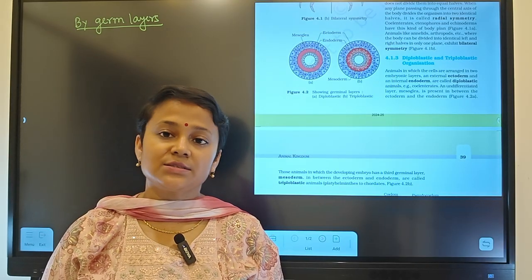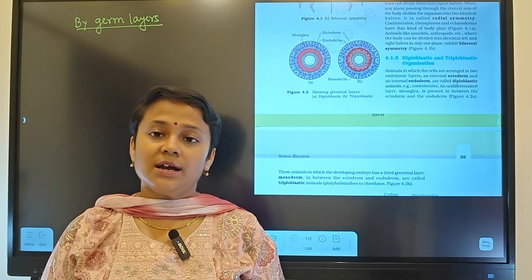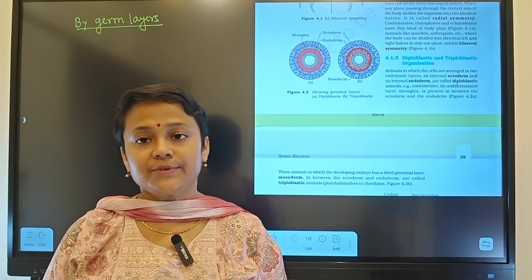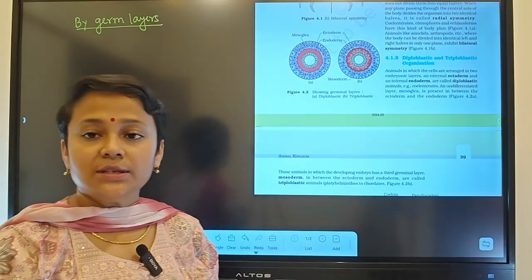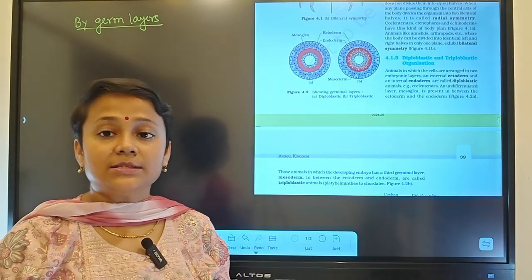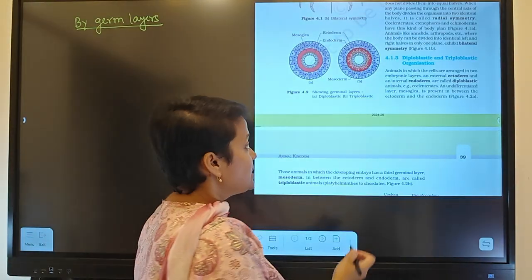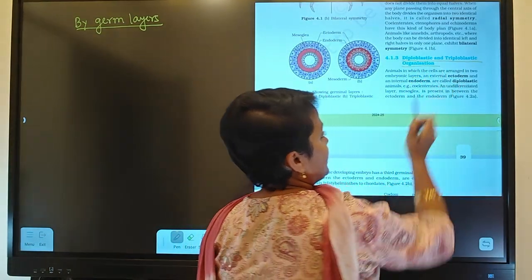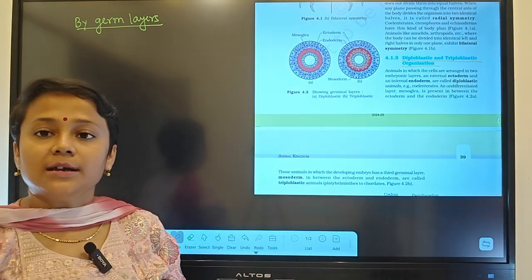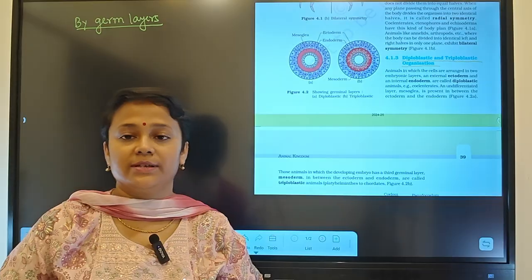In the last class we discussed symmetry. In this lecture I am discussing the basis of classification. The next basis of classification is by germ layers. In NCERT it is given as diploblastic, triploblastic organization. It is nothing but classification by germ layers. So first we have to know what germ layers are.